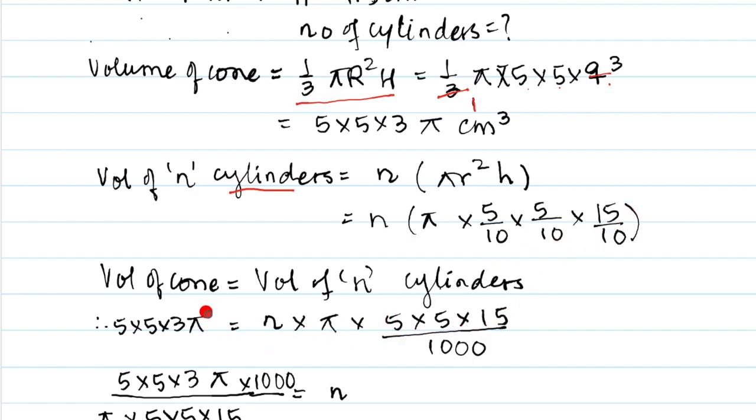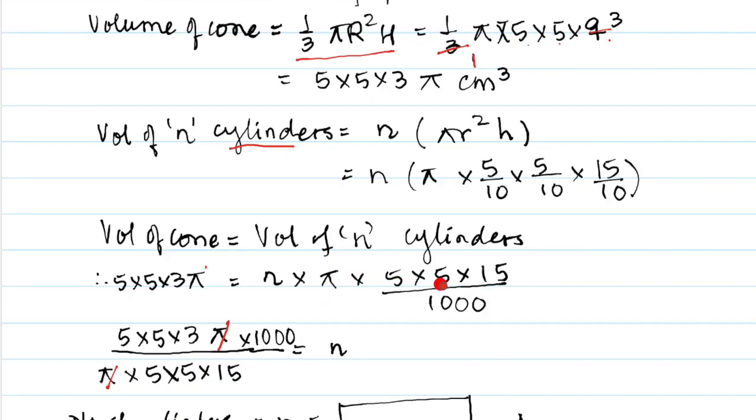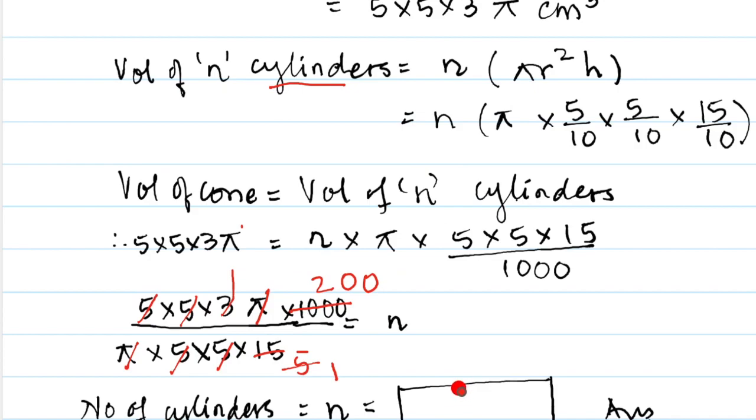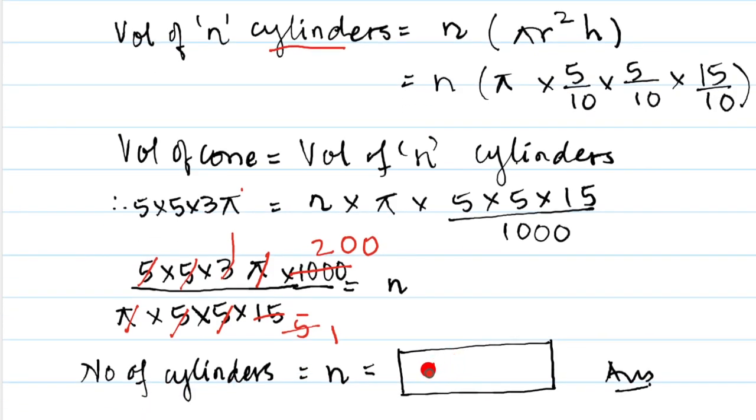And then we cancel pi and pi this way here. We transfer all these quantities to that side like so. And then pi and pi get cancelled. 5 and 5 get cancelled. 3 ones and 3 fives. And we have 5 goes 200 times here, correct? And the number of cylinders we will have is 200, and that's our answer.